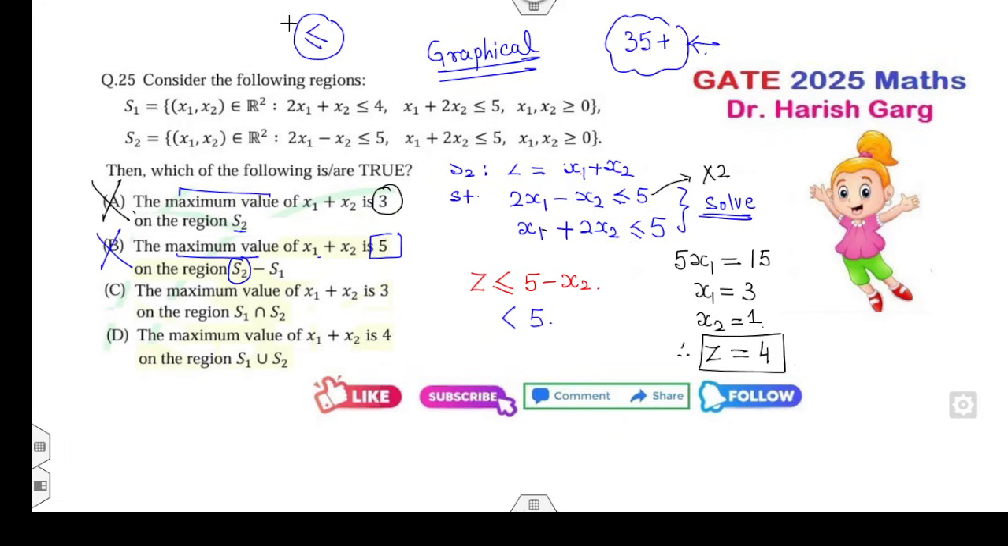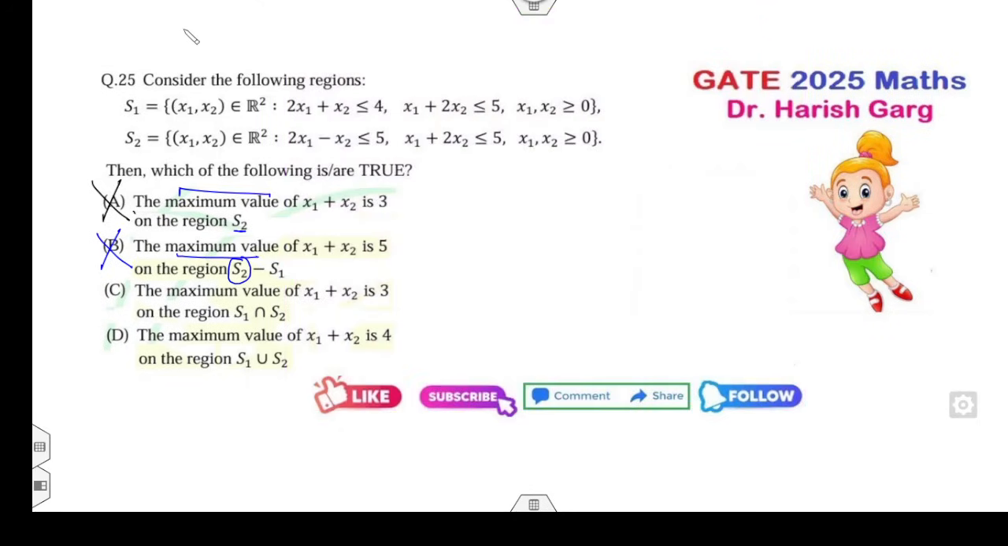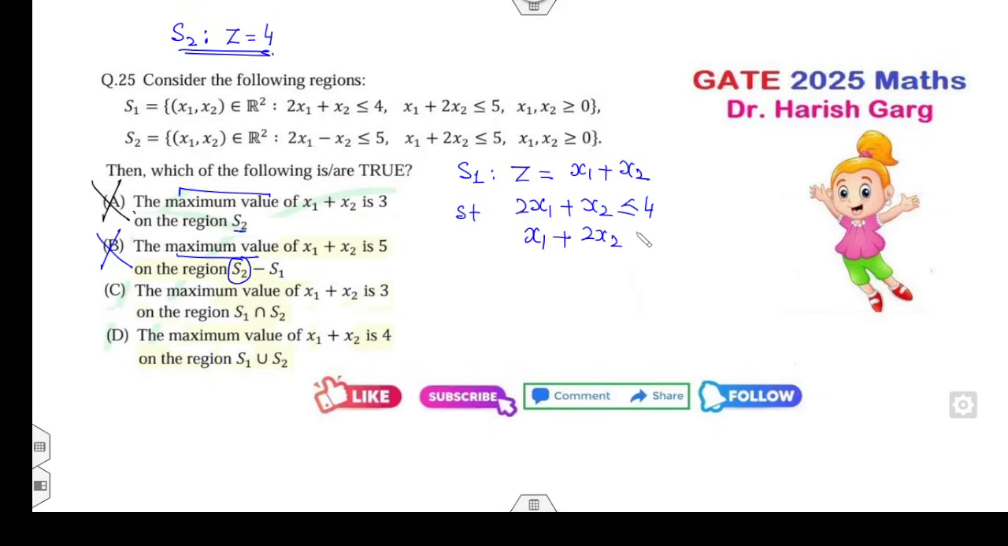Fine. Now what you have obtained is that on the region S2, the value of z is 4. Now for the maximum value of x1 plus x2, this is intersection and union, so I can find the value of z over S1 as well. So x1 plus x2 subject to the constraints 2x1 plus x2 is less than 4 and x1 plus 2x2 is less than 5. Fine. From the first constraint, I can write the value of z as 4 minus x1.